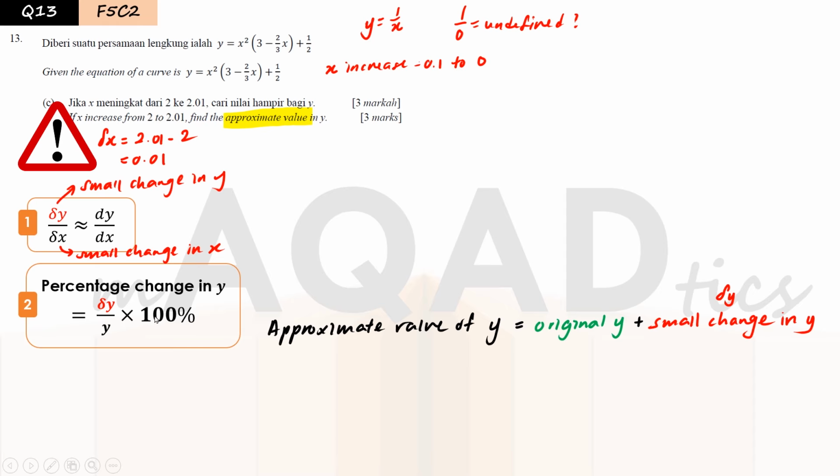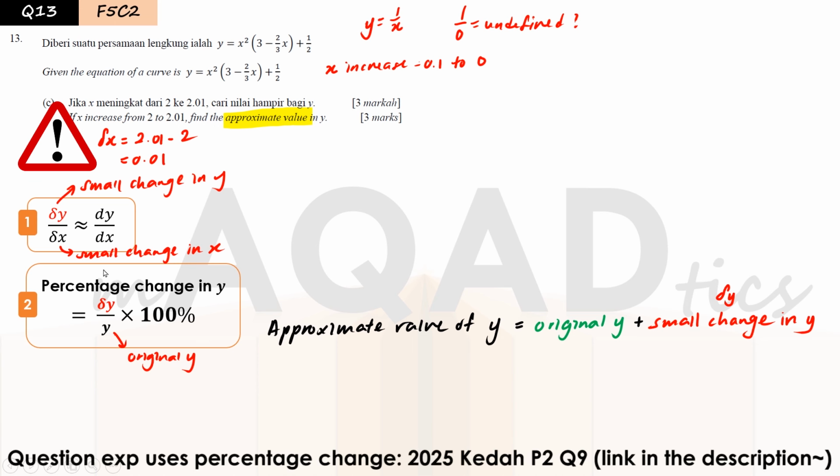And for the second formula, it's the percentage change in y. If you want to figure out how much it changed in percentage format, it will be delta y, which is the same small change in y, divided by y, where y is the original value of y, and then we multiply by 100%. So this is the second formula. But as you can see, this question does not mention percentage, so technically we don't need to use this formula for this question.